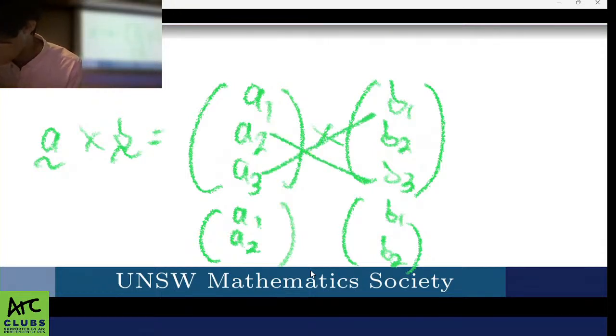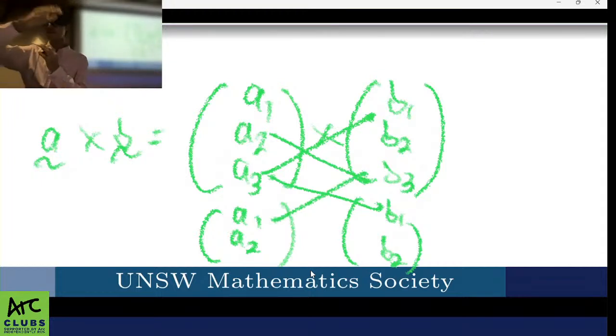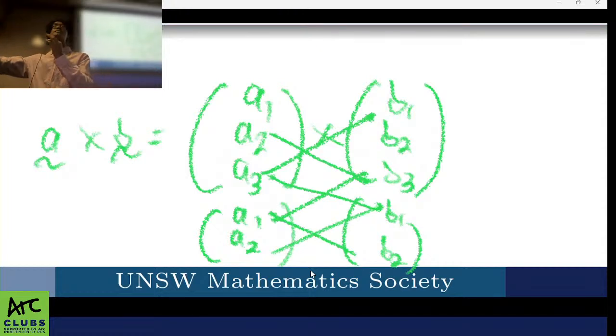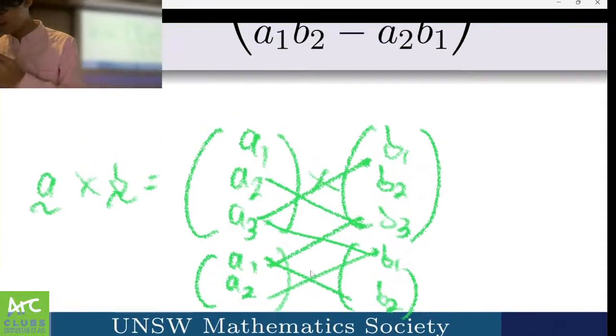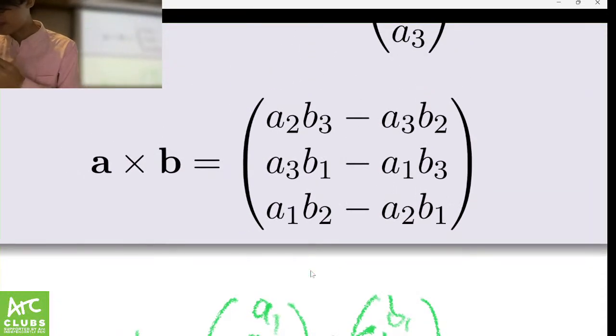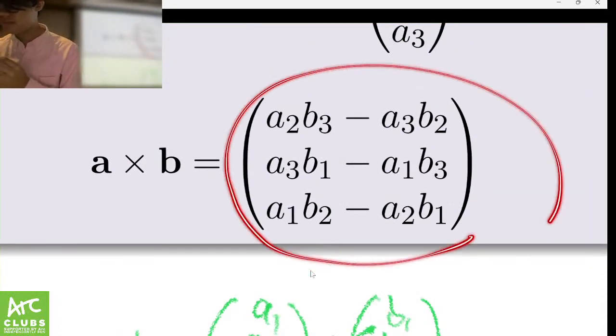So that's the first crisscross. It's A2 times B3 minus A3 times B2. Take the second crisscross here, and so A3 times B1 minus A1 times B3. And then take the last crisscross here, which is A1 times B2 minus A2 times B1. So that was always my trick for using the cross product, even back in high school as well. And so that reflects this result here.